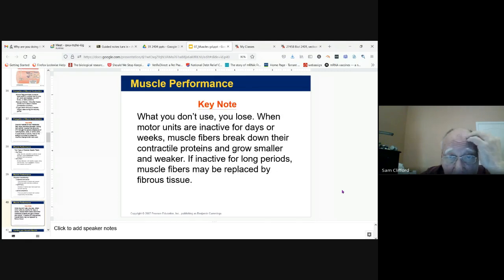Okay, if you don't use it, you lose it. If they're inactive for days, your muscles will grow smaller and weaker. I know all about that. I'm old and inactive, and I gotta get more exercise.